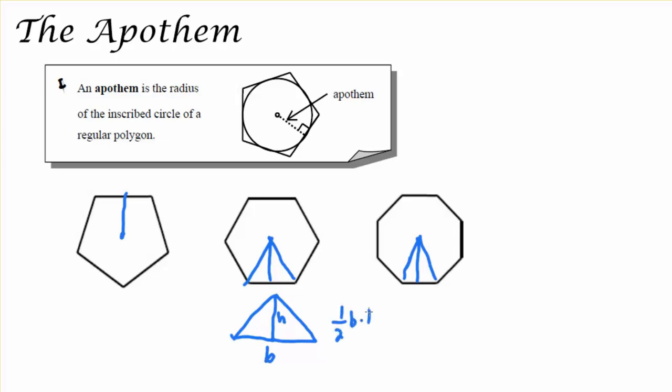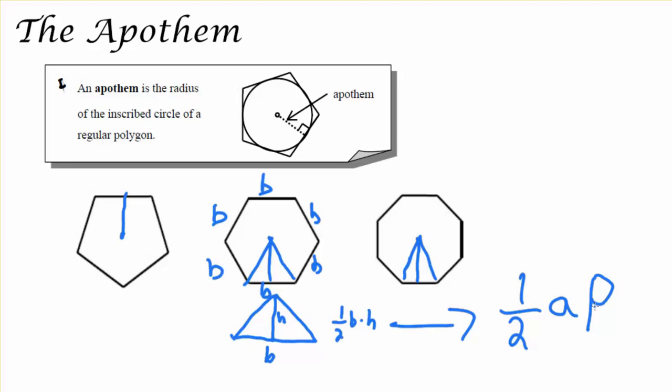Now, knowing that 1/2 base times height is the area of a triangle, if I could solve the area of one triangle, I can then multiply it by 6 to get the entire area of the hexagon. All of those bases, all of those sides, is essentially going to make the perimeter. So my formula, instead of using b and h, will be 1/2 apothem times perimeter to encompass all the sides, and in that case, all of the triangles.